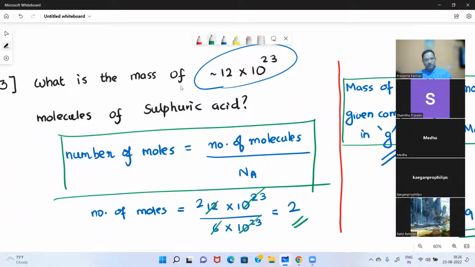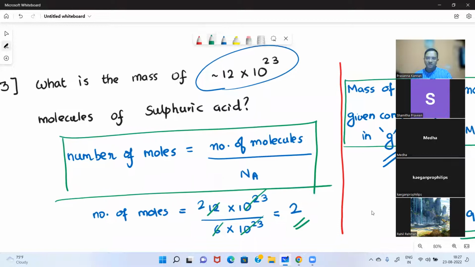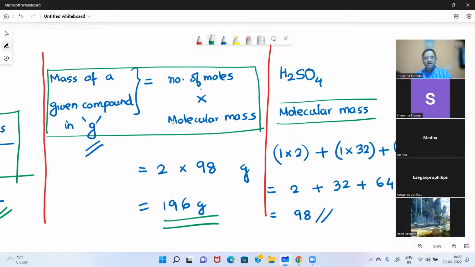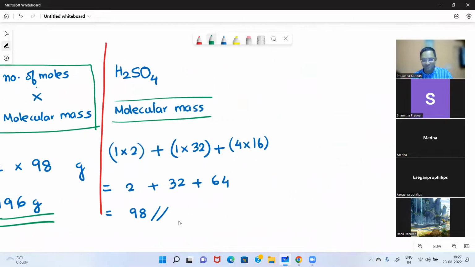I gave you the mass of 12 into 10 power 23 molecules of sulfuric acid. First, we found the number of moles. Number of moles is given by number of molecules divided by Avogadro number. So that is 12 divided by 6, right? That will be 2. So number of moles is 2. Now, mass of a given compound is given by number of moles multiplied by molecular mass. What is number of moles here? 2 moles. And molecular mass of sulfuric acid is 98. Therefore, it will be 2 into 98. And the answer will be in grams. So it is 196 grams. That's the answer. I hope it's clear to you.